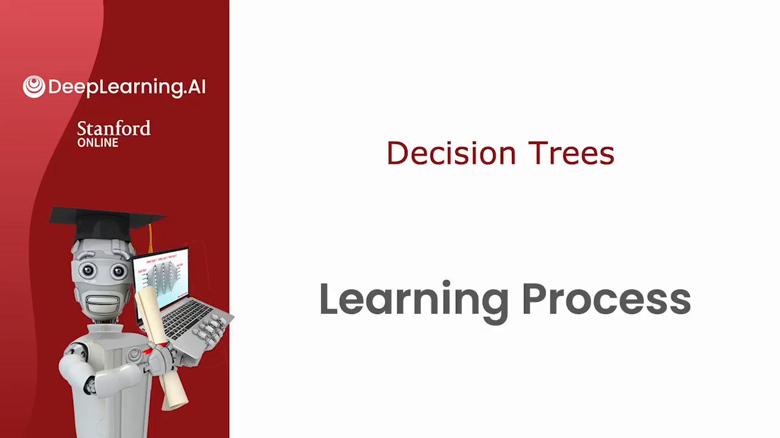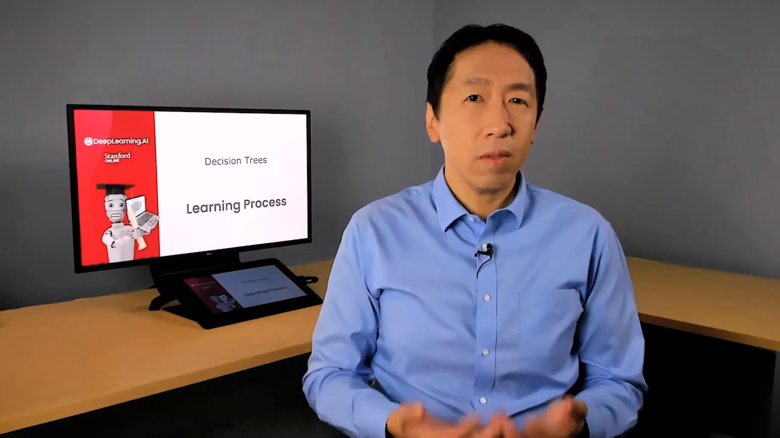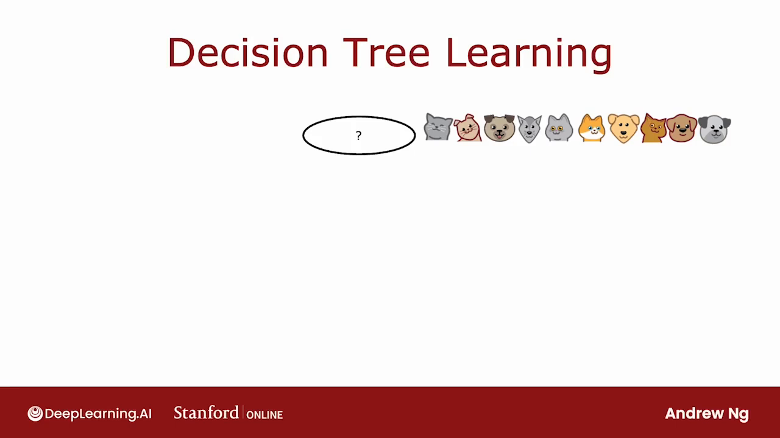The process of building a decision tree given a training set has a few steps. In this video, let's take a look at the overall process of what you need to do to build a decision tree. Given a training set of 10 examples of cats and dogs, like you saw in the last video, the first step of decision tree learning is we have to decide what feature to use at the root node, that is the first node at the very top of the decision tree.